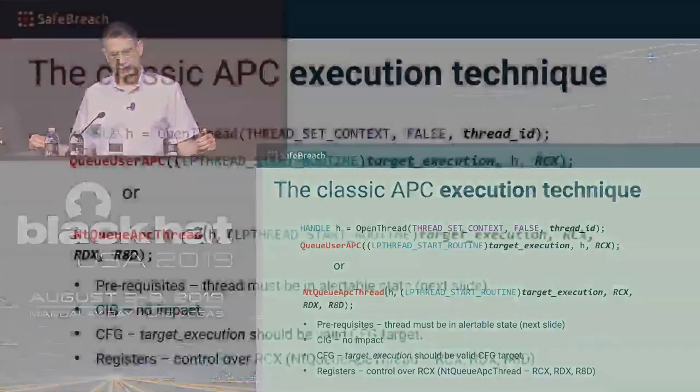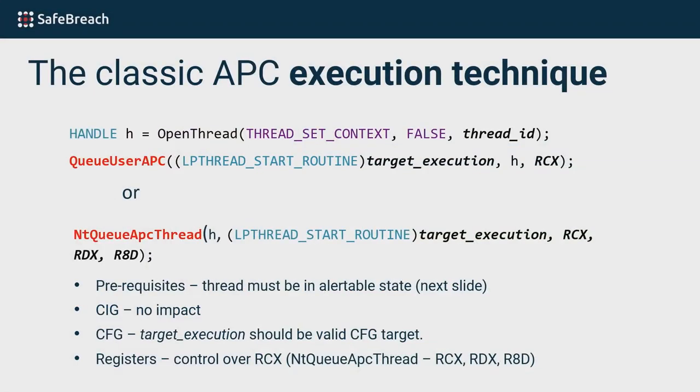We are moving to the classic APC execution technique, which uses QueueUserAPC, the Windows API standard function, or the internal function NtQueueApcThread, which is more flexible. The prerequisites here start becoming interesting because we require that the thread must be in an alertable state, and I'll explain that in the next slide. CIG has, of course, no impact, and CFG requires that the target execution be a valid CFG target. As for registers, in QueueUserAPC we only control RCX, a one-argument function, whereas in NtQueueApcThread we control RCX, RDX, and the lower half of R8, so we have control over 2.5 registers.